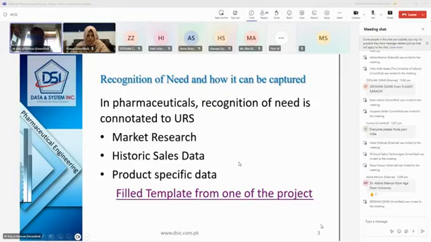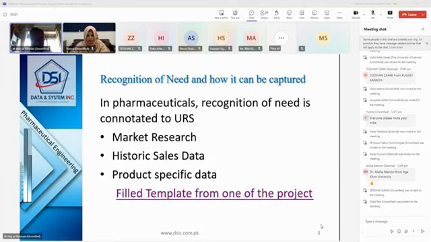So after developing this picture in Microsoft Excel or in Python and analyzing the data you get from the marketing research firm or historical sales data, you will be in a better position to decide whether you will be going for the cephalosporin product, or the CNS product, or the OTS product.